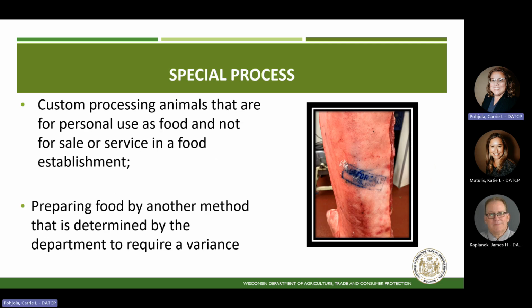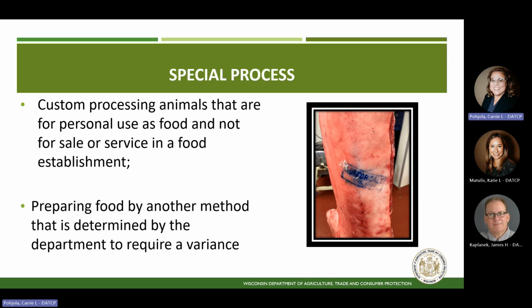Other special processes as identified by the food code: custom processing animals that are for personal use as food and not for sale or service in a food establishment. This does not apply to your amenable species under the food code. This is more for custom processing of your game animals such as venison, bison, elk, etc. And finally, preparing food by another method that is determined by the department to require a variance, or anything that scares us, as my old predecessor used to say.